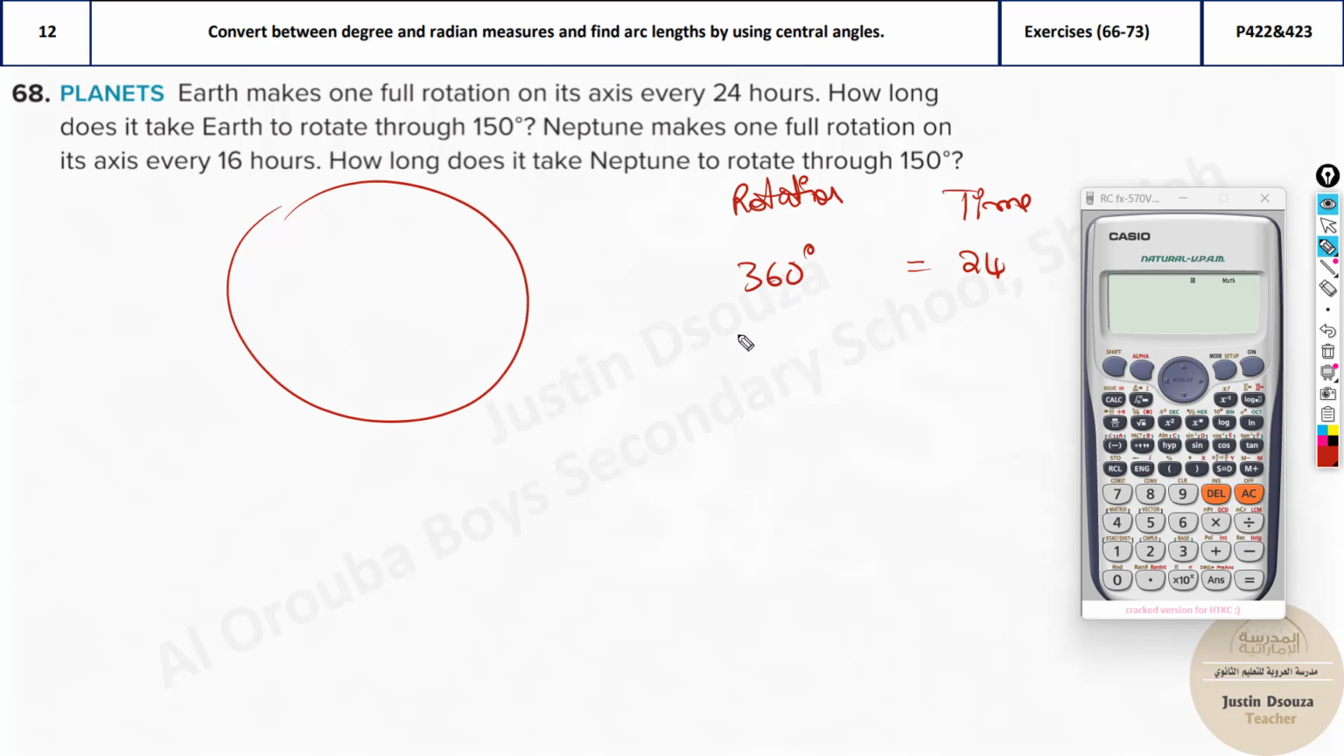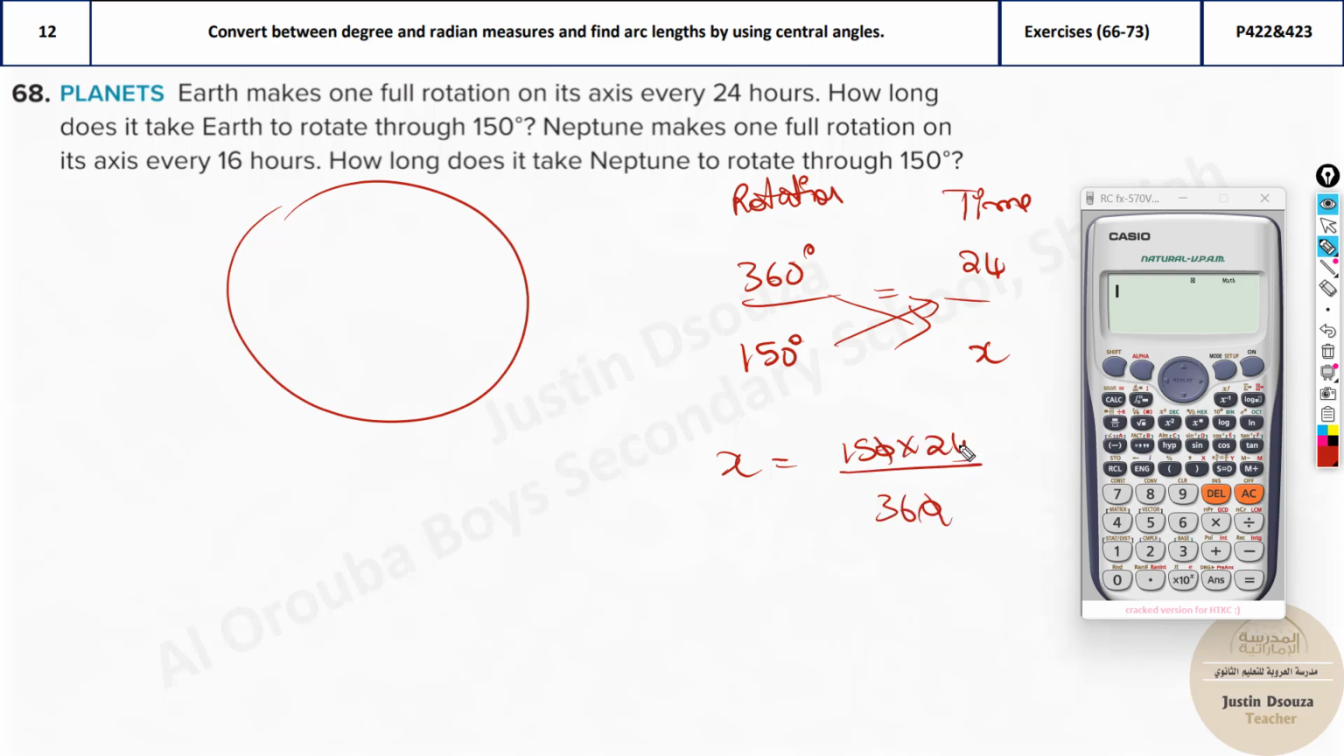Over here now, you need to know at 150 degrees how much? X. Cross multiply. Basically, you can just do it as direct variation in the sense just equate this and divide this. Take x to the other side. It will be x is equal to 150 goes to the other side and this comes down. So it'll be 150 times 24 divided by 360.